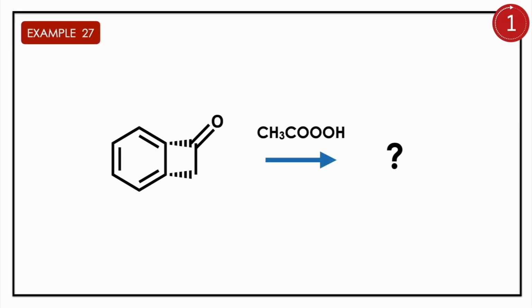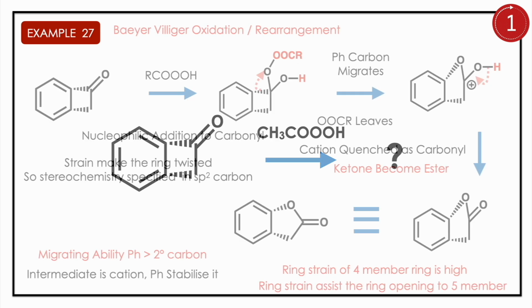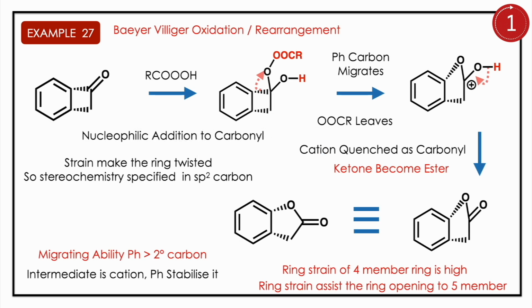Then the next example, here you have benzene attached to a 4-member ring which is below the plane. You have the ketone. You are using the peracid. You should find what will be the final product. The starting material is a ketone, you are using the peracid. So Baeyer Villiger oxidation. Here the 4-member ring has stereochemistry because the sp2, sp3 and ring carbons all create strain. So the ring is kind of twisted. That's why the stereochemistry. The peracid attacks the carbonyl, forming a new C-O bond.